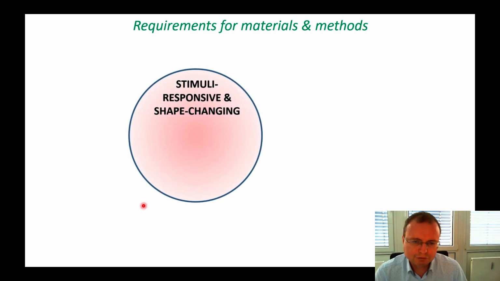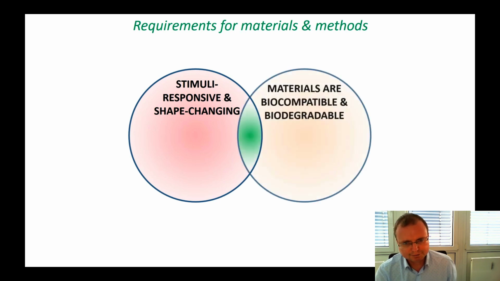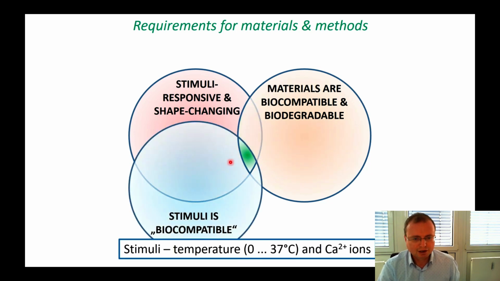We need to think about the materials which we use. Of course, the materials must be stimuli responsive and shape changing. There are many such materials: hydrogels, shape memory polymers. Of course, materials must be biocompatible and biodegradable. So not every hydrogel, not every shape memory polymer is a biocompatible, biodegradable polymer. So our choice decreases. Next, the stimulus applied in order to cause a shape transformation must be biocompatible.